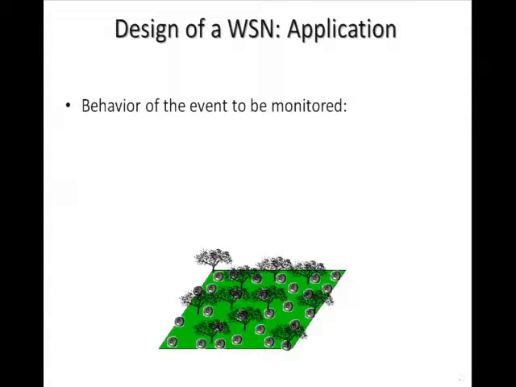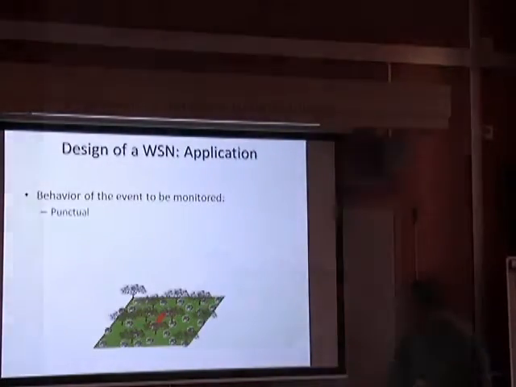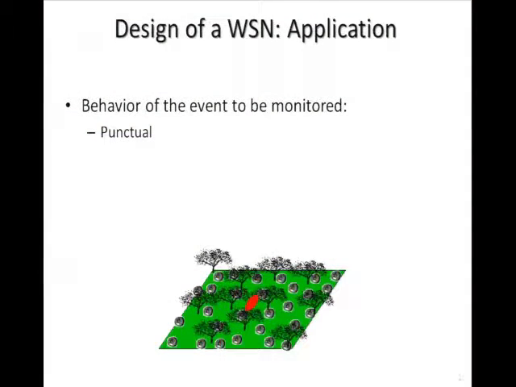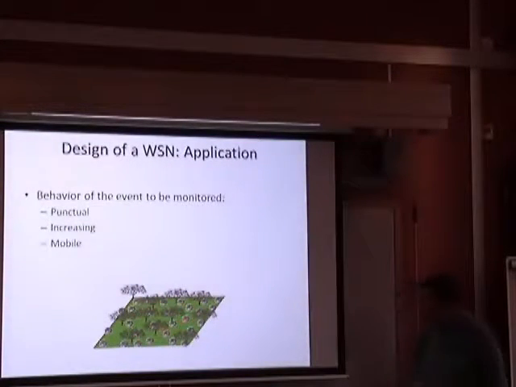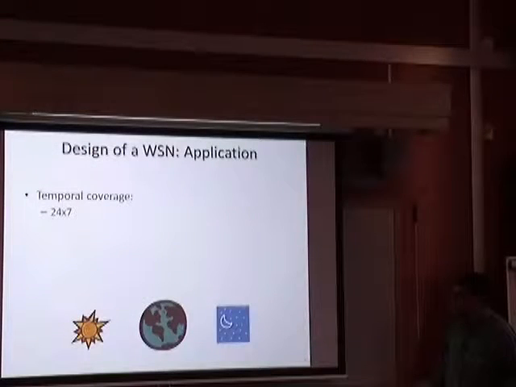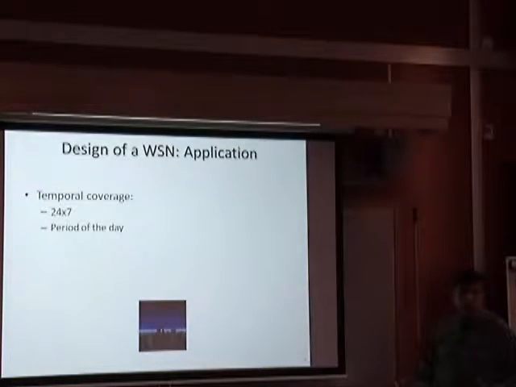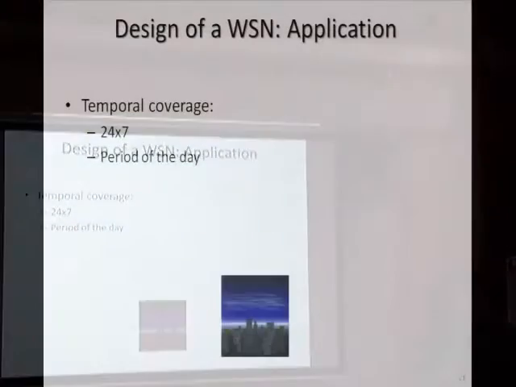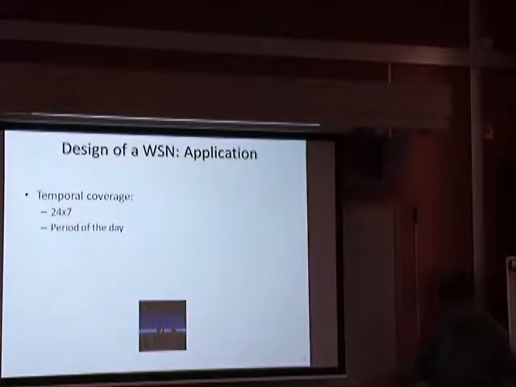So what's the kind of behavior of the value of the variable that you are going to monitor? For instance, you have a very punctual event that you want to monitor, or it's an increasing event, or even a mobile event. You want a monitoring solution that is 24/7, or just for some period of the day. For instance, if we're going to monitor frogs, some frogs sing during the day, and other frogs sing at night. So it doesn't make sense to monitor this particular frog all day.